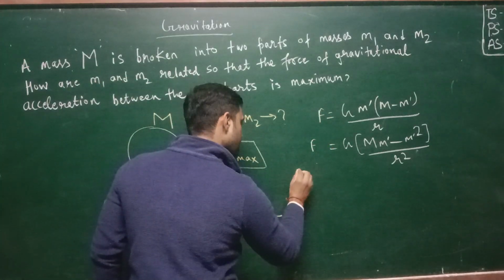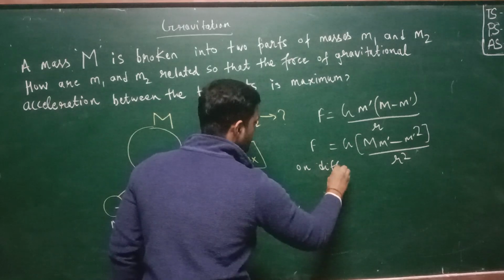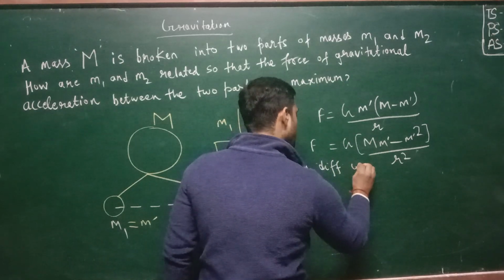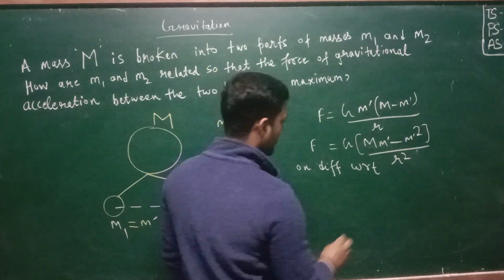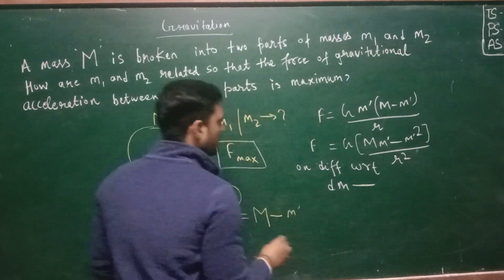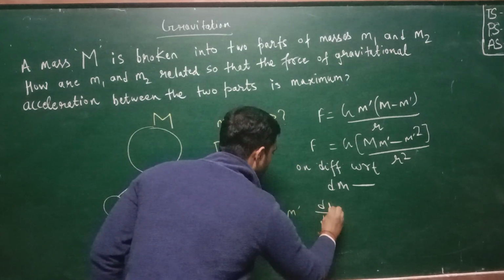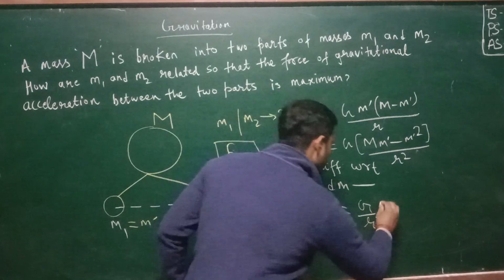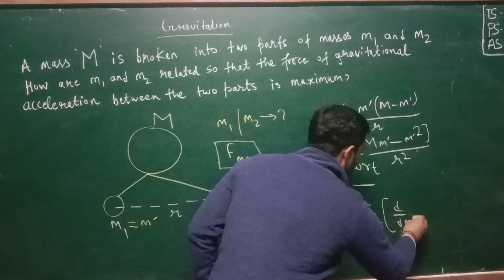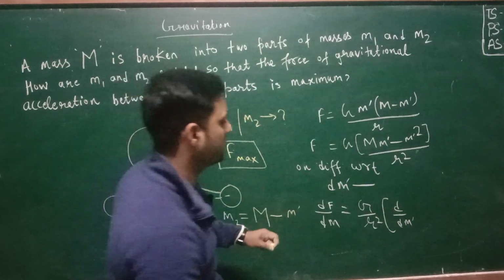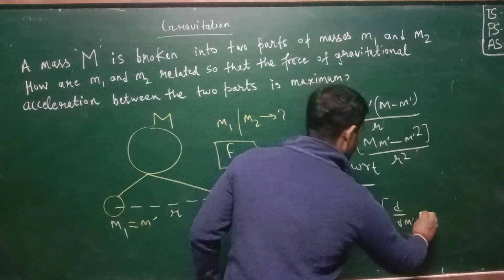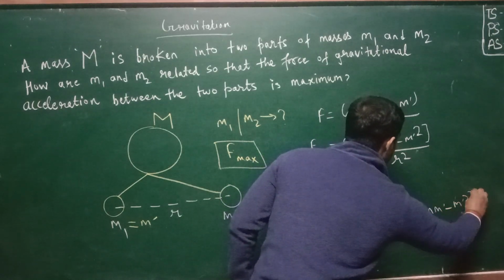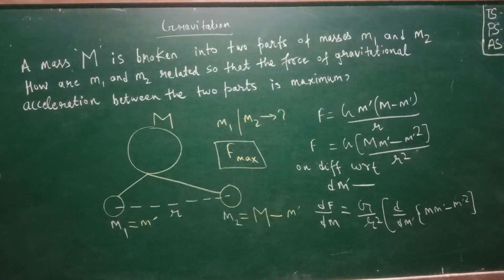Now let's differentiate this. On differentiating this equation with respect to m dash, we get dF by dm dash equals G divided by r square, as both are constants. Taking it outside, what remains inside is d by dm dash of M m dash minus m dash square. Let me see whether everything is clear in the video. Yes.